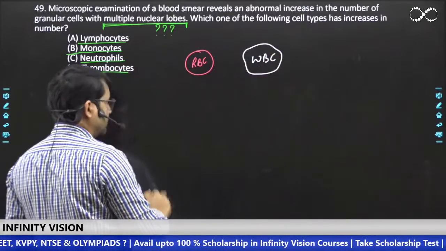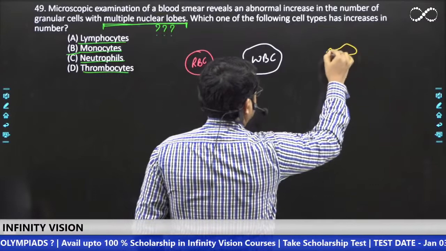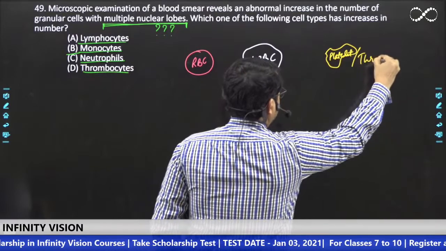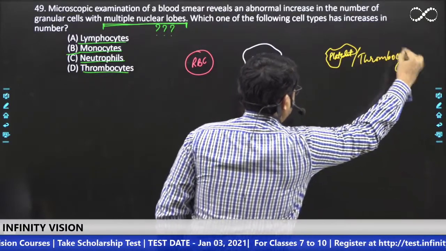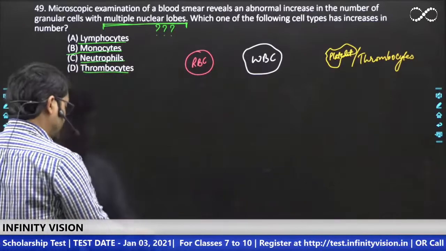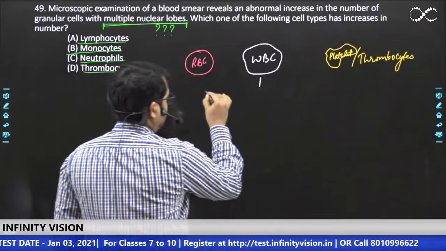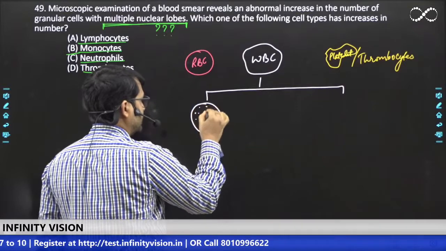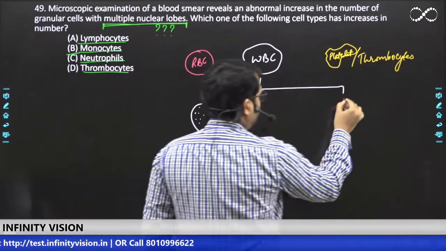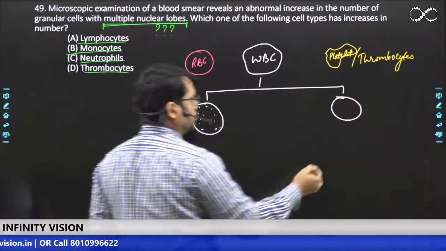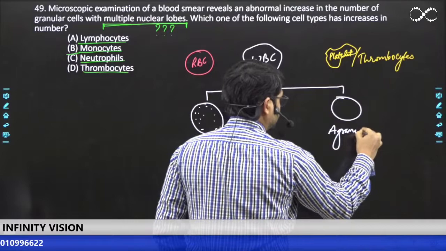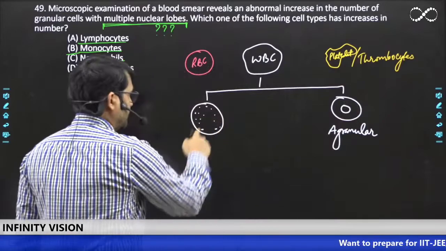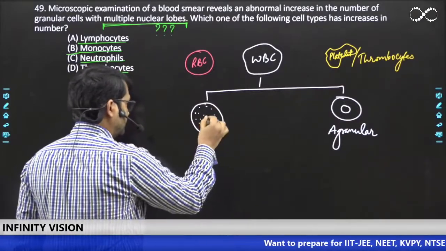And there is a third cell, which is irregular. And this is called platelet, or we also call it thrombocytes. Right? We all know it. Okay. Now within WBC, if you see, this WBC is of two types. One WBC has granular cytoplasm, and one which is not granular, so we call it agranular. Now, they also have the nucleus, but their nucleus can be of different types. We will talk about that.